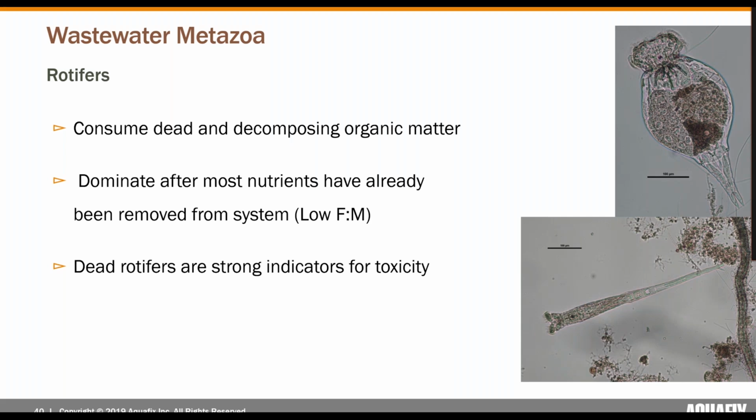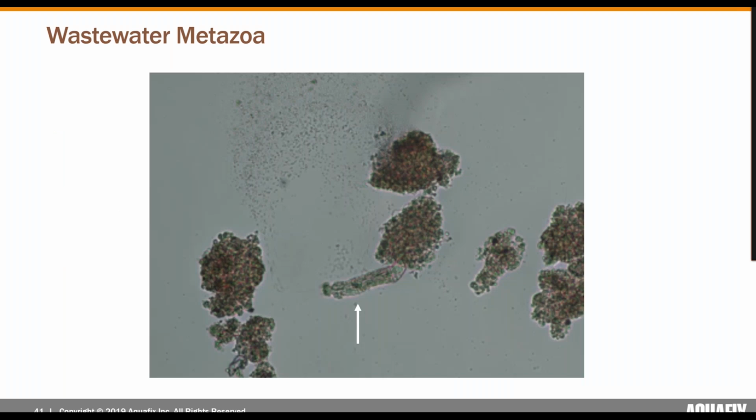And rotifers begin to commonly dominate under low F to M conditions that are occurring at these older sludge ages. And that's largely because they need sufficient time to grow and reproduce within a system. And so one interesting note, if you're commonly seeing dead rotifers within a treatment system, this can be a sign of toxicity.